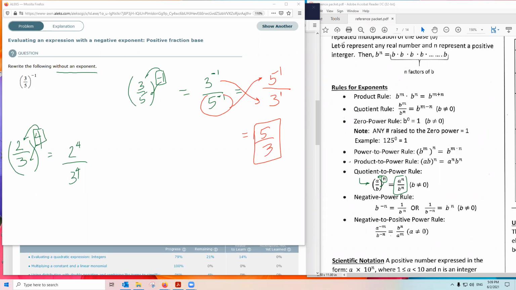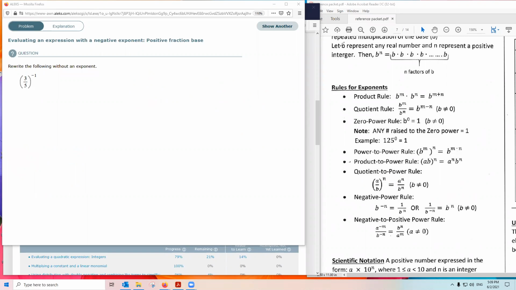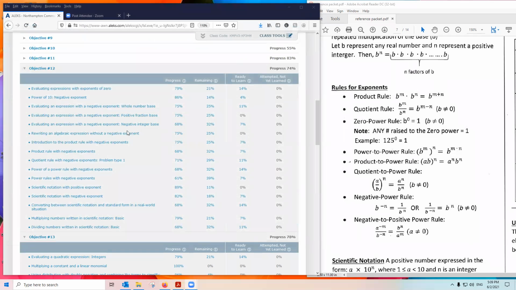Again, notice how we use several of these exponent rules to keep simplifying until we get to a final answer that can't be simplified any further. All right, let's do a few more examples.